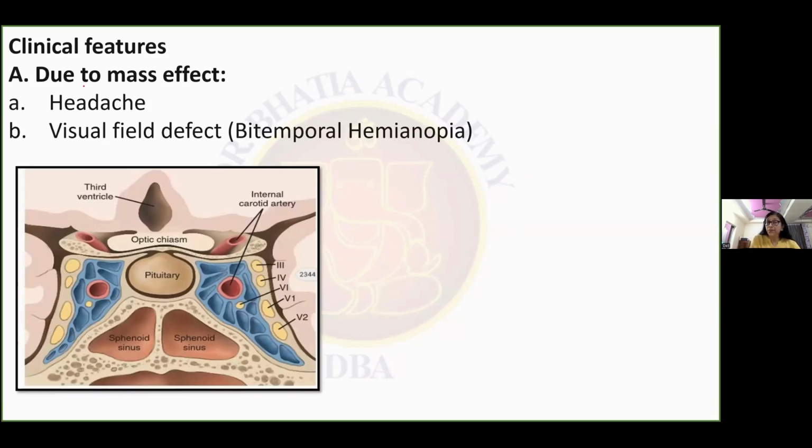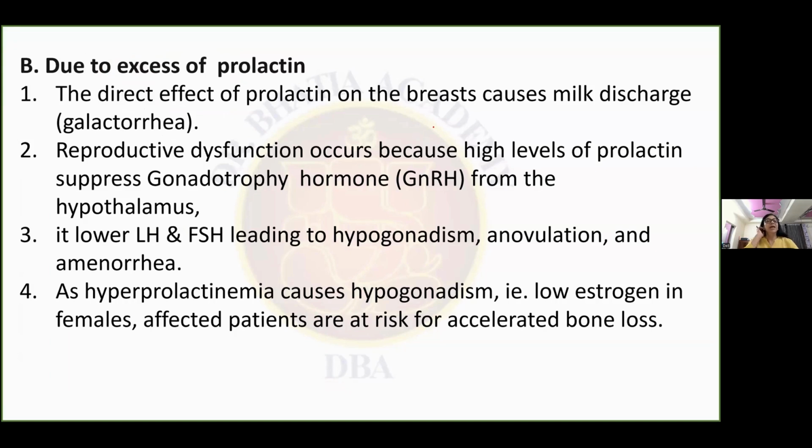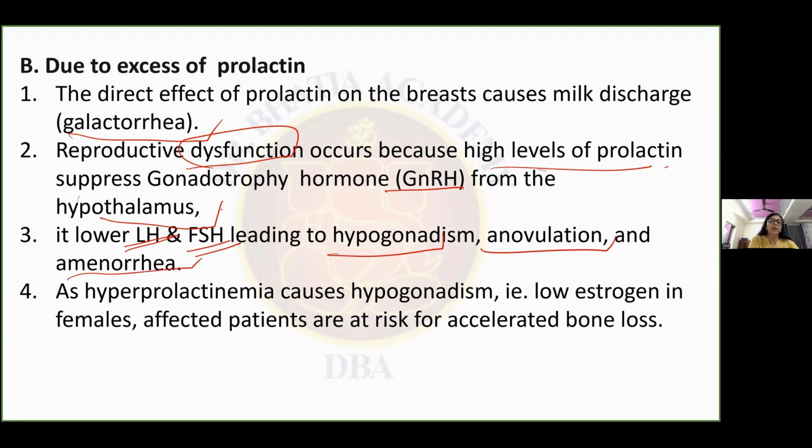Clinical features: because of the mass, it will always remain the same, that is headache and visual field defects, that is bitemporal hemianopia. Because of the excess of prolactin, the direct effect of prolactin on the breast will cause galactorrhea. Reproductive dysfunction, why? Because high prolactin will suppress GnRH from the hypothalamus, it will lower LH and FSH, leading to hypogonadism, anovulation and amenorrhea.